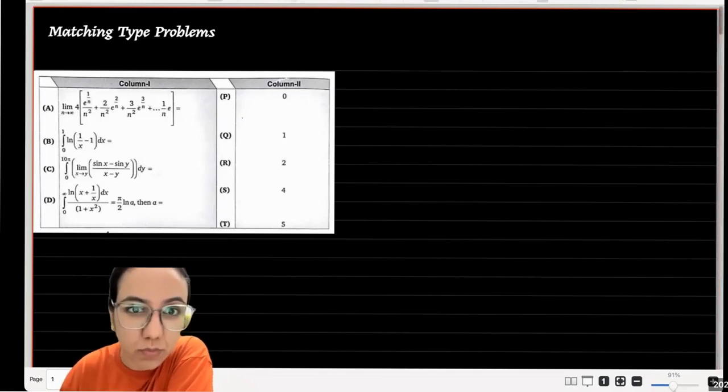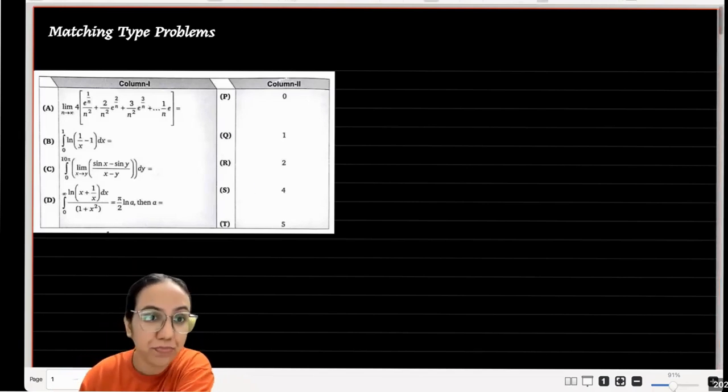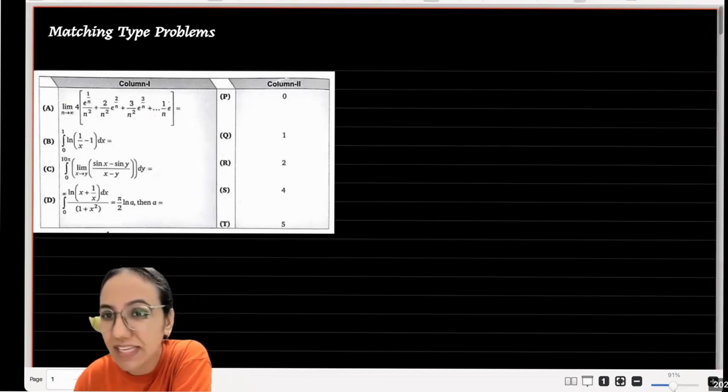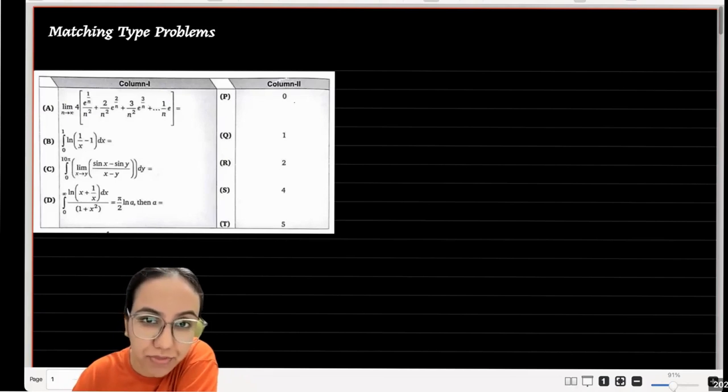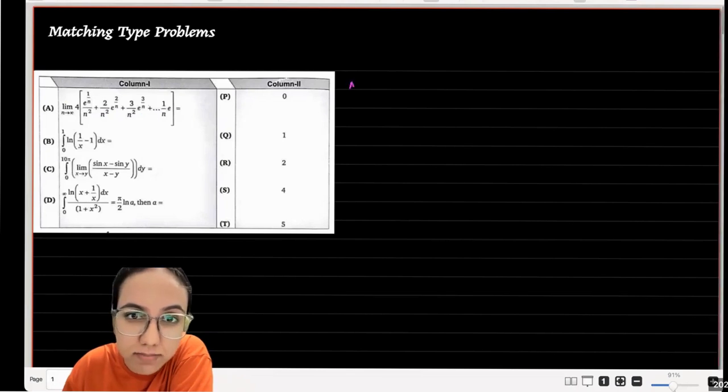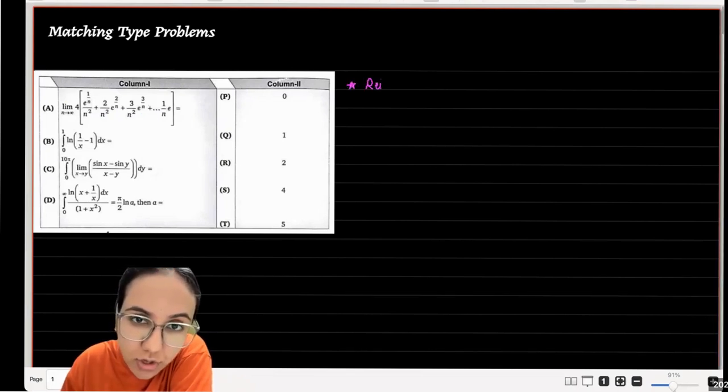Let's see what it matches to in column 2. First part, they're asking limit n approaching infinity, of 4 times something added up. How are you going to solve this? If you carefully see, I can't do direct substitution as n is approaching infinity, because there is a sum. And with a sum, the concept that should come to your mind is the Riemann sum. How do we solve this particular question based on that?